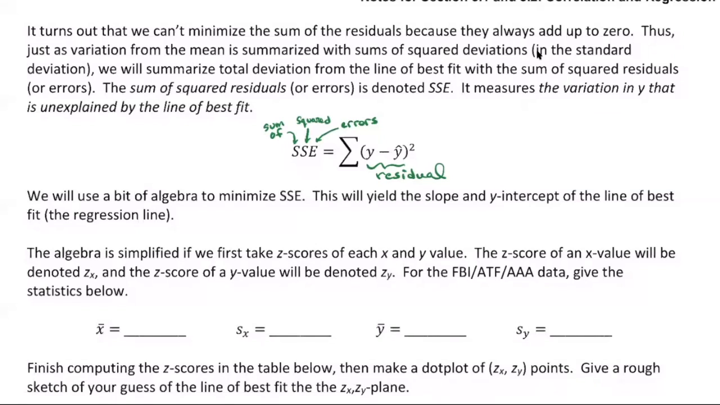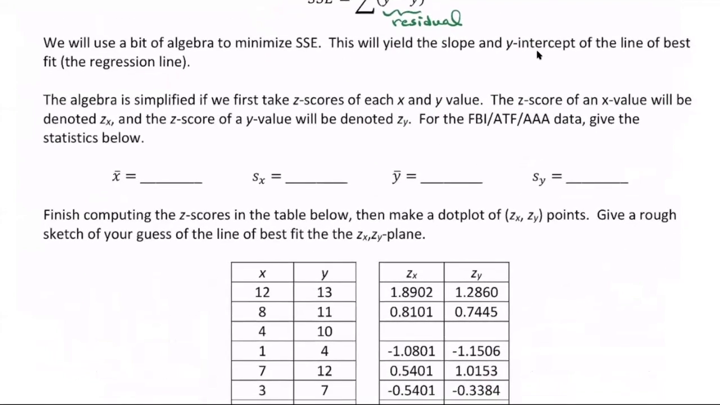Okay. So we're going to use a little bit of algebra to minimize the sum of squared errors. This will yield the slope and the y-intercept of the line of best fit, which is also called the regression line, you may remember. The algebra is simplified if we first take z-scores of every x and y value. The z-score of an x value will be denoted z with an x subscript, and the z-score of a y value will be z with a y subscript. For the FBI data, give the statistics below.